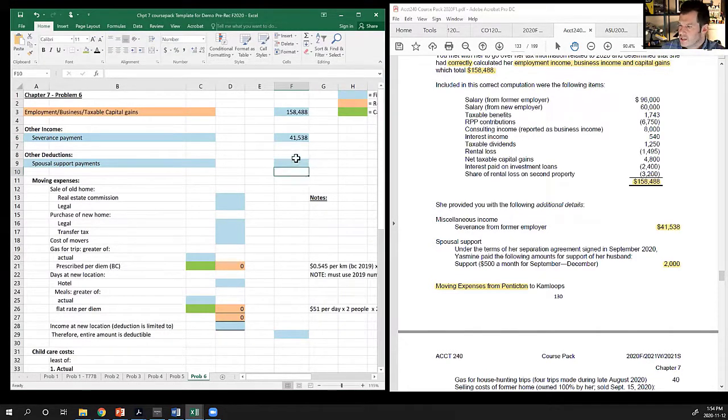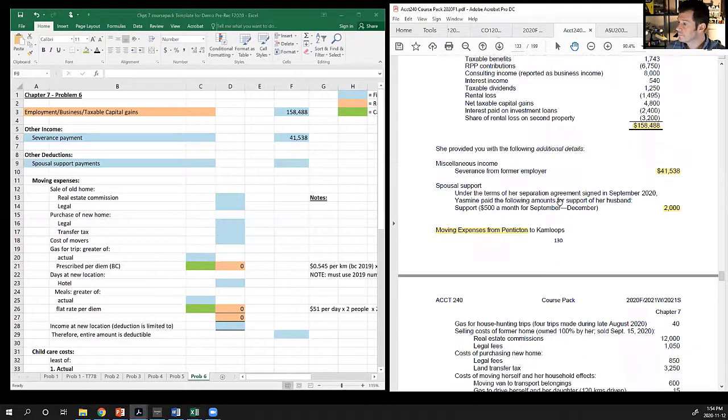Other deductions. So we're done. There's no other forms of income here. Remember, she's got spousal support here, but she is paying the following amount. So this is not going to be an income inclusion. We've got all of the income inclusions so far. So there's one other income inclusion. The rest is going to be deductions. So we'll be focusing on the deductions here.